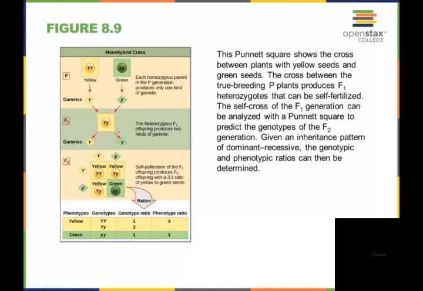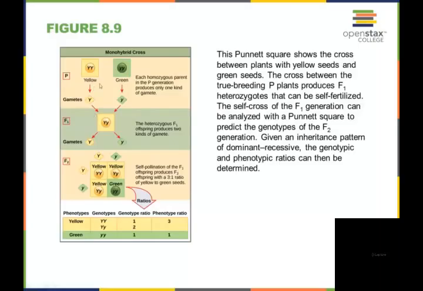So we call this a Punnett square that's going to show this cross between the yellow seeds and the green seeds. I did put in some additional video links for you to watch that shows how to do these Punnett squares, as well as the explanations that are here in the notes. It's not unusual for people to want to see a couple different explanations of them.